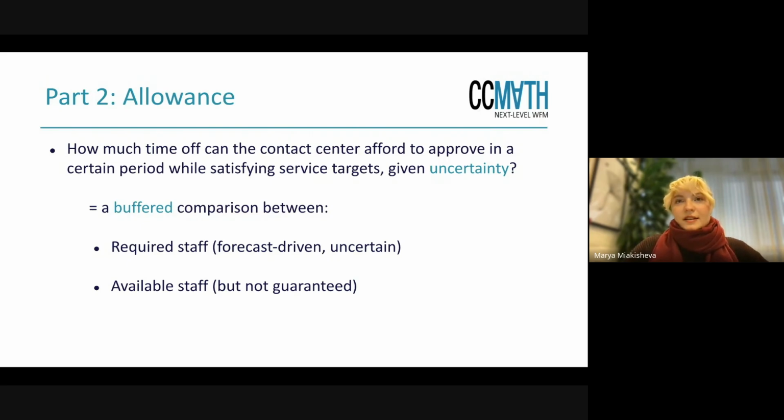The forecast is uncertain, because no matter how well we try to predict the future, we cannot be certain that the offered volume of calls will be exactly as it is in reality, as well as the handling time, etc. And of course, the available staff is not guaranteed. Some people may get sick, some people may be late, etc. So we have to make sure these are buffered in order to protect the service targets.